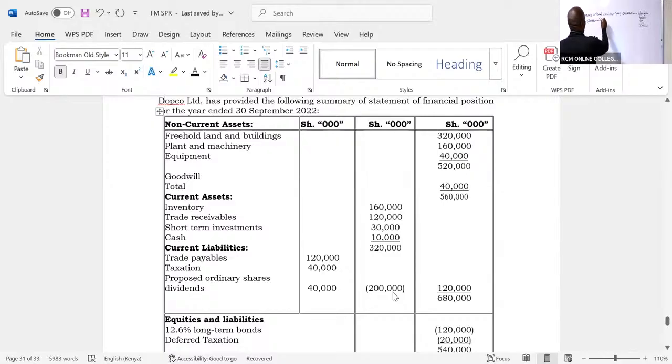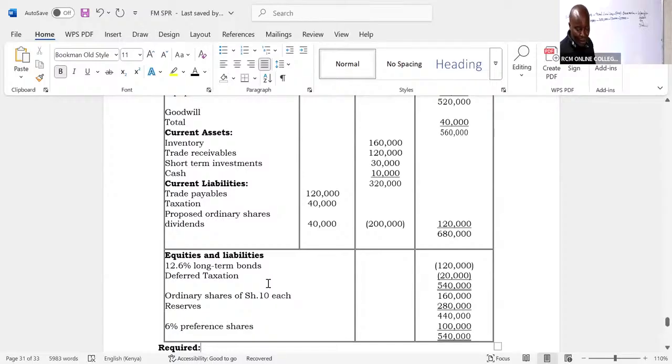So minus 200,000, minus our long-term liabilities, the non-current liabilities. You can see we have a bond of 120,000, so you subtract that. We also have deferred taxation of 20,000. We subtract that one, it's not our money. And then do we have any preference share capital? Oh yes, we do. If there is, then we shall always deduct it. You can see we have 6% preference shares, 100,000.